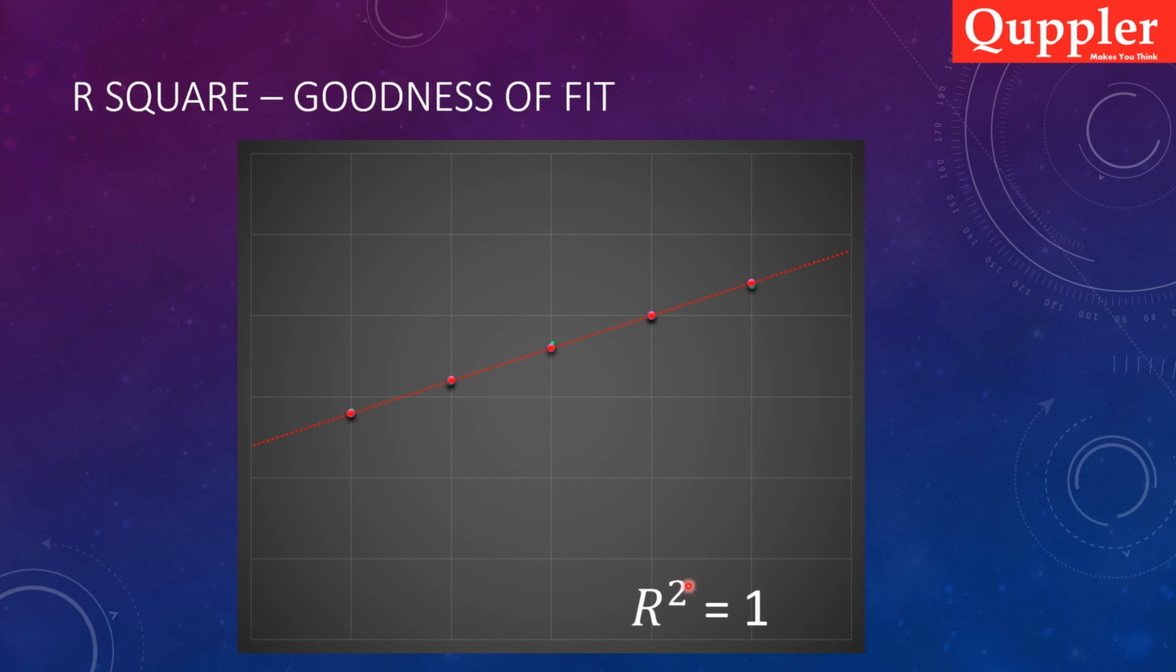And the lesser the value of this, the more outliers could be present in your data set. So this is how R square affects the accuracy of the model.